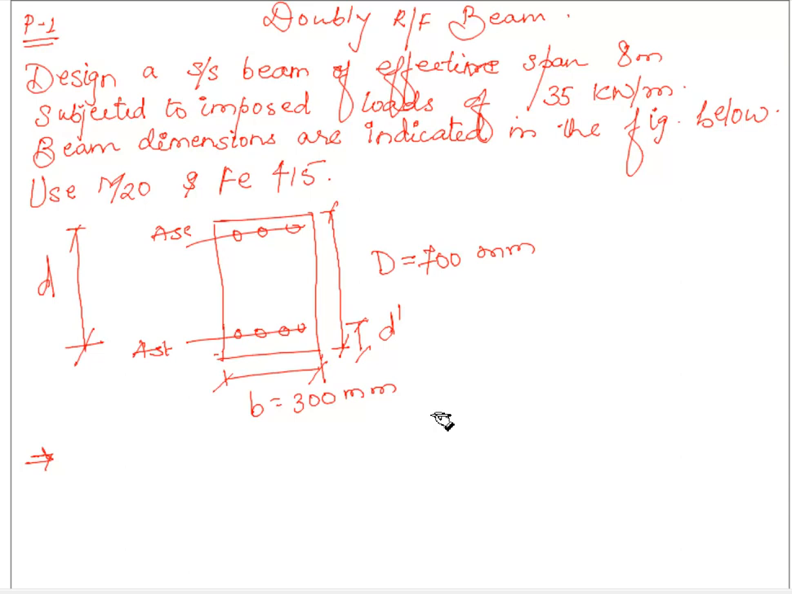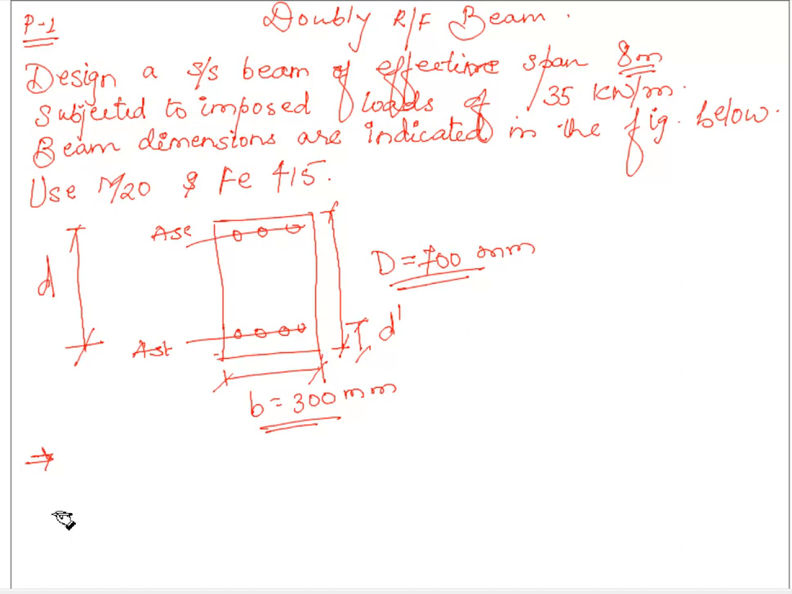In this problem we have to design a simply supported beam of effective span 8 meter subjected to an imposed load of 35 kilonewton per meter. Beam dimensions are indicated in the figure below. We have to use M20 Fe415. We have been given a beam of width 300 mm. The overall depth is 700 mm.